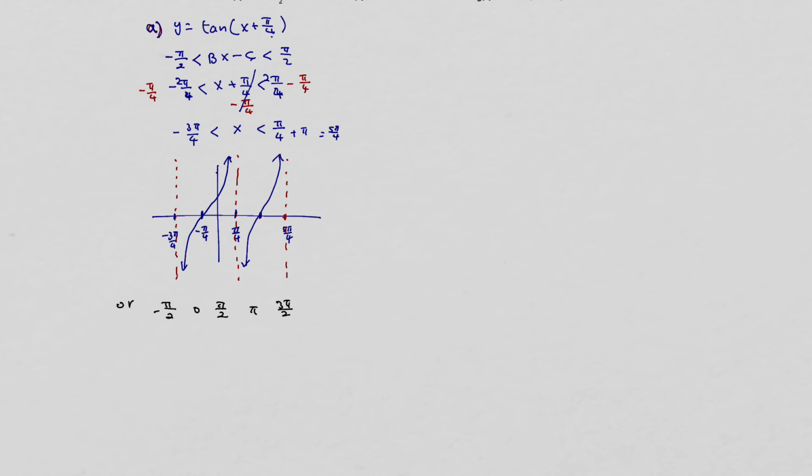But because you have x plus pi over 4, you're going to subtract pi over 4 from those 5 points. If you do that, you will get negative 3 pi over 4. Instead of 0, you get negative pi over 4, and you get pi over 4, and 3 pi over 4, and 5 pi over 4.